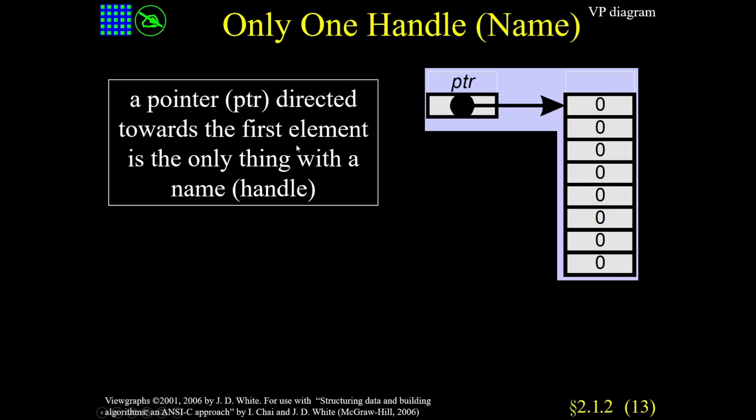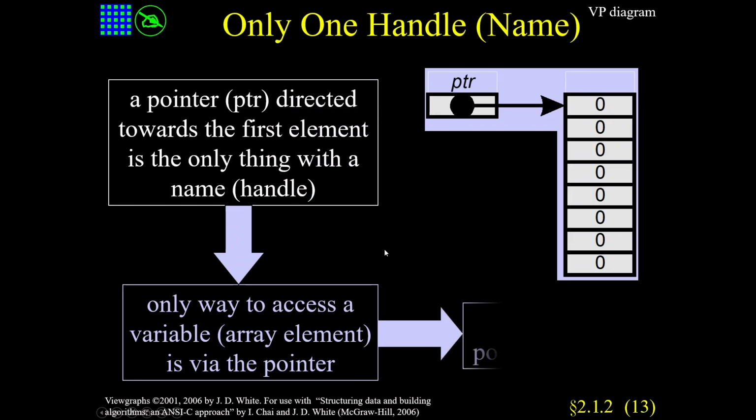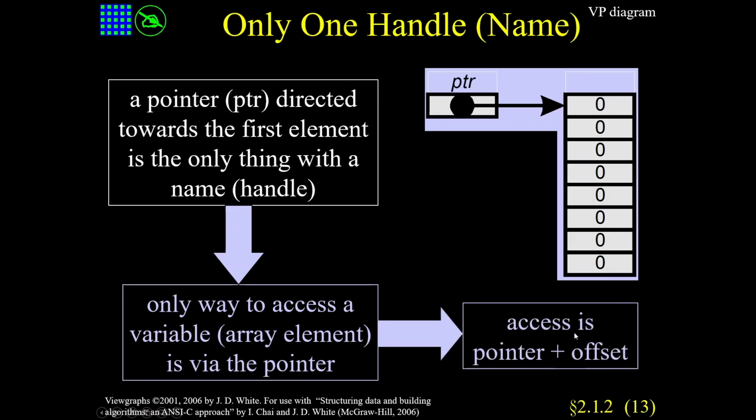Pointers are wonderful. So here's our pointer. He's pointing at the first thing. It's the only thing with a handle. So the only way to access an array element is via the pointer. Access is by a pointer plus an offset: pointer plus 0, pointer plus 1, pointer plus 2, up to pointer plus 7.